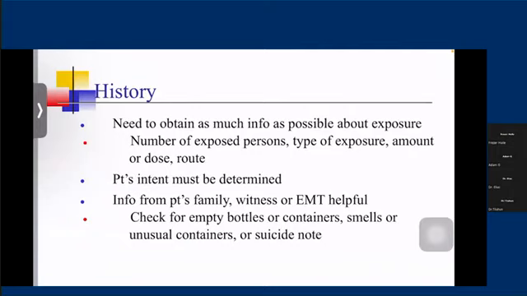History-wise, we need to obtain a clear history. I know it's always difficult to get a clear history from the patient because the patient might not be willing, because of suicidal intentions, repercussions, judgment, and so on. So it's better to take time and talk to the patient in private to get the clear drug, and also the number of exposed persons, like in carbon monoxide poisoning, organophosphate poisoning, and so on. You have to know the degree of poisoning and type of exposure, amount, dose, and the route.